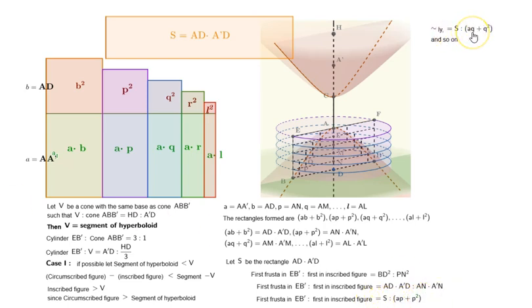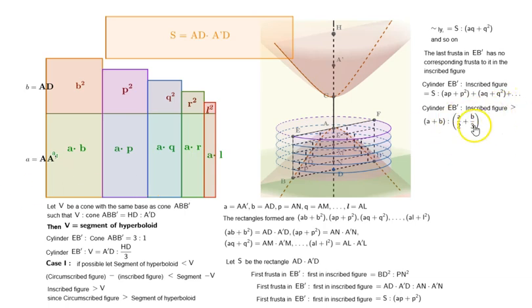Similarly, we can show with respect to the rest. So S is to AQ plus Q square, S is to AL plus L square. The last frusta in EB prime has no corresponding inscribed figure. Here there is no inscribed figure. So cylinder EB prime is to inscribed figure is equal to S is to AP plus P square plus AQ plus Q square and so on.